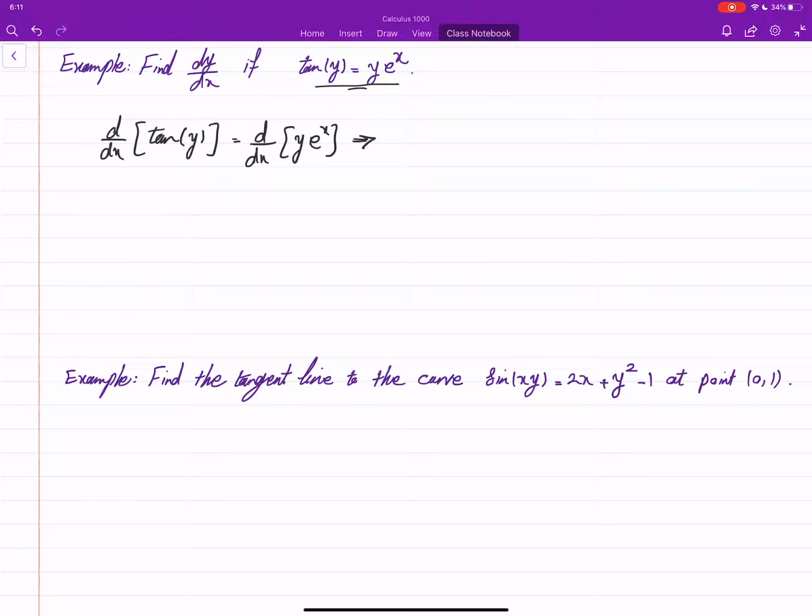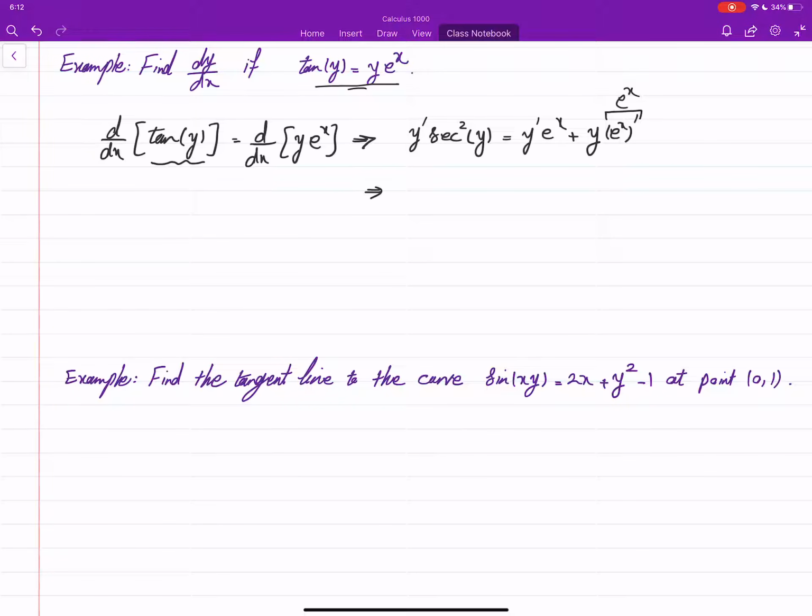Here the first one is the derivative of tan y. We have to use the chain rule, and the derivative of tan is secant squared, equals, on this side we need the product rule: y prime e to the power x plus y times the derivative of e to the power x, which is just e to the power x. Then we have an equation for y prime.